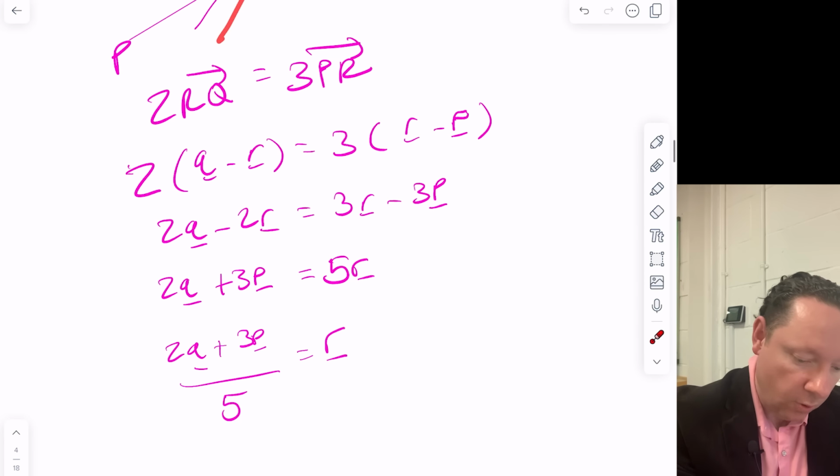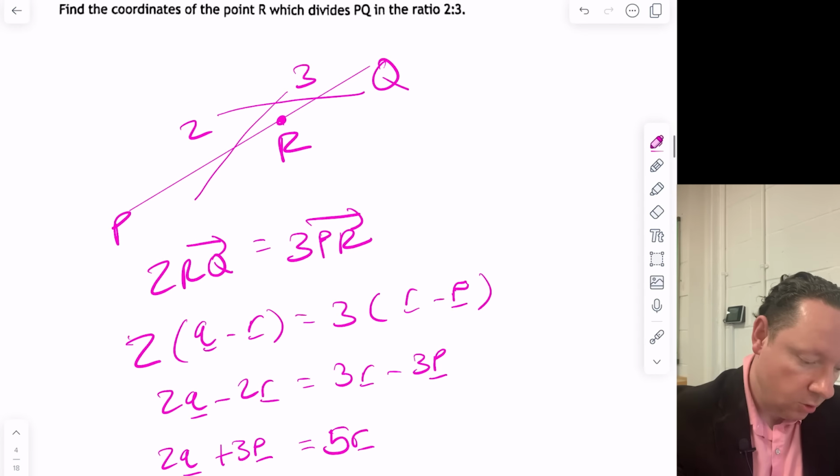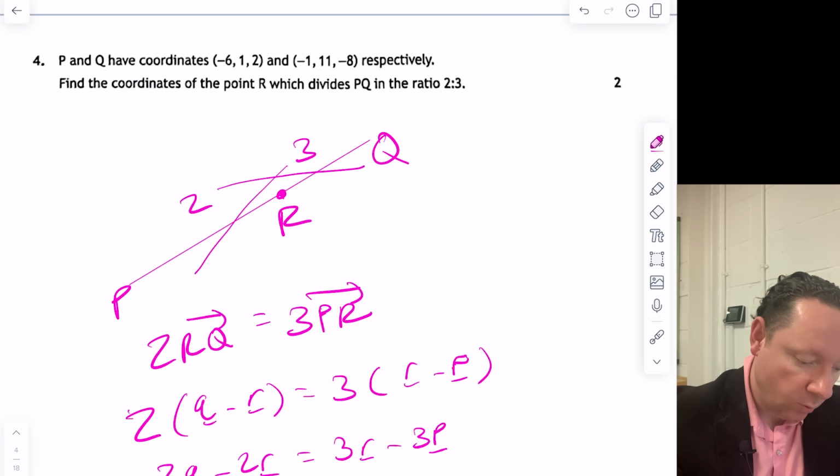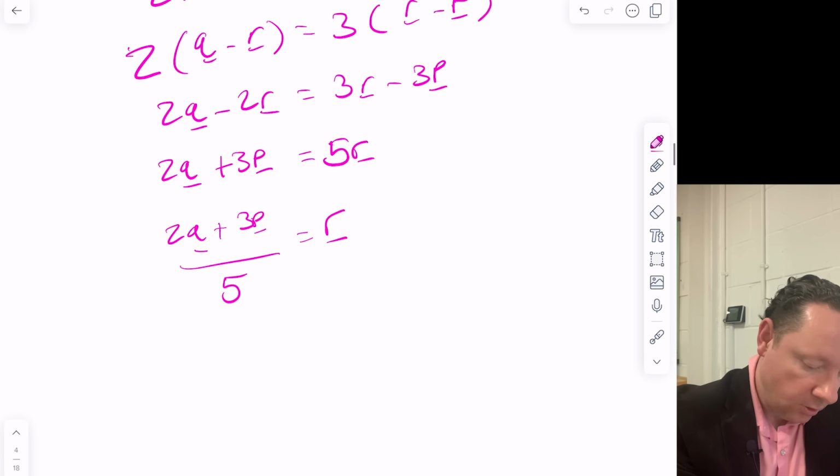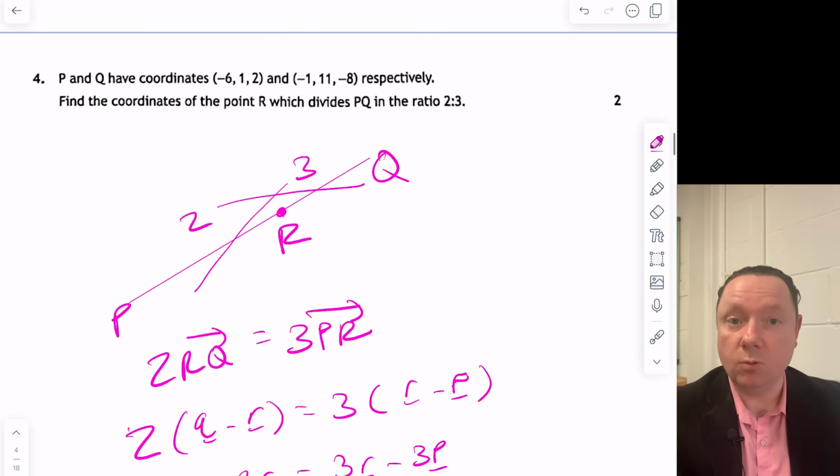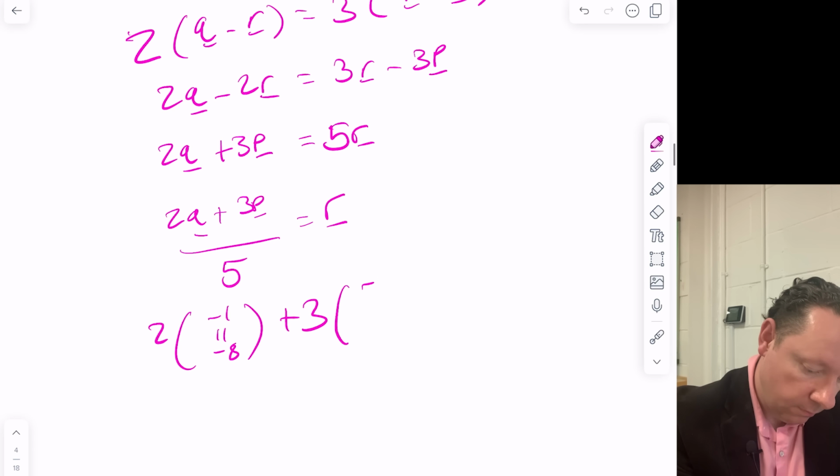So then we just put in what our numbers were. So q was (minus 1, 11, minus 8). So that's 2 times (minus 1, 11, minus 8) plus 3 times (minus 6, 1, 2), all over 5.